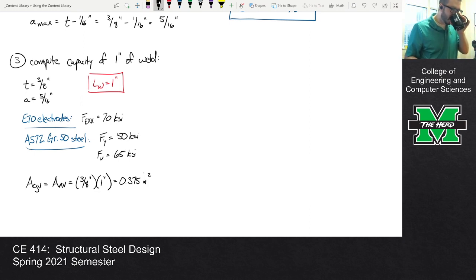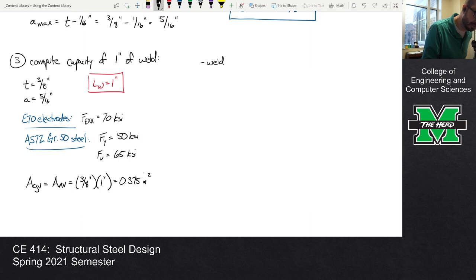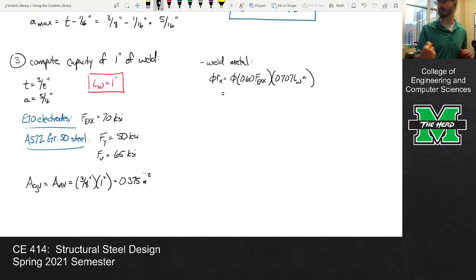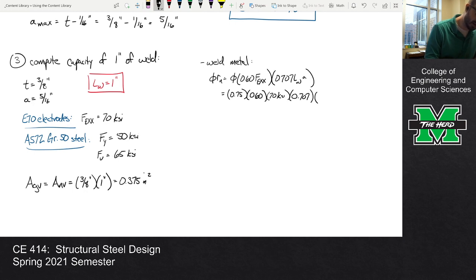So this calculation is going to be pretty simple. Let's do weld metal capacity. So weld metal capacity is phi 0.60 times our electrode strength, 0.707 Lw times a. So just multiplying a bunch of stuff together. So what's phi for weld metal? Boom. 0.75, 0.6. Electrode strength's over there, that's 70. 0.707. This is 1 inch. And this is 5/16. And so what's that come out to be?